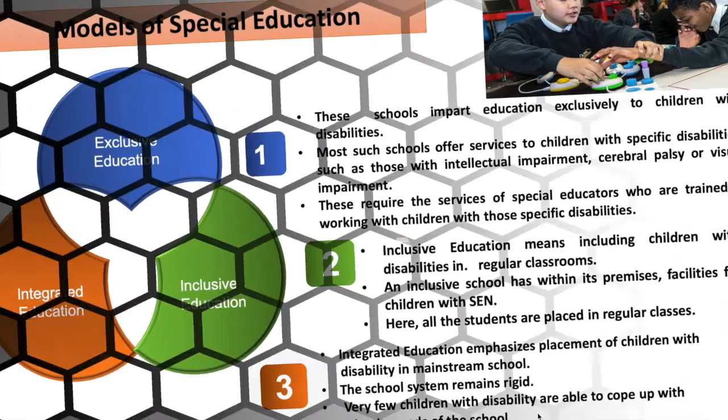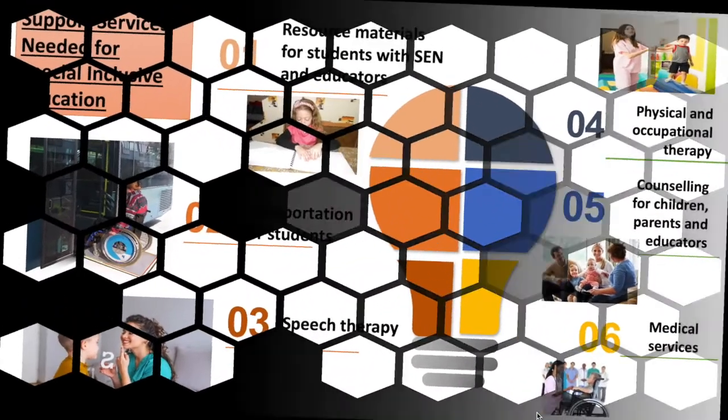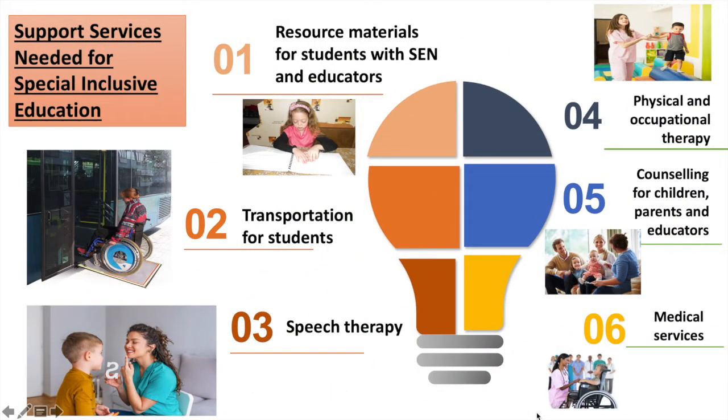Let us study about the different support services for special and inclusive education to be effective. Resource materials for students with special education needs and educators. It may include braille books, cassettes, screen readers, magnifying lenses for visually impaired children, hearing aids for hearing impaired, audiovisual aids for mentally challenged children. Physical activity should be designed according to the needs of various children. Various co-curricular activities should also be organized to make the learning more joyful. Transportation for students, for example, low-floor buses that are accessible to wheelchairs.